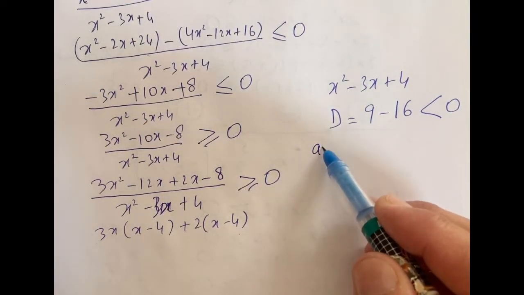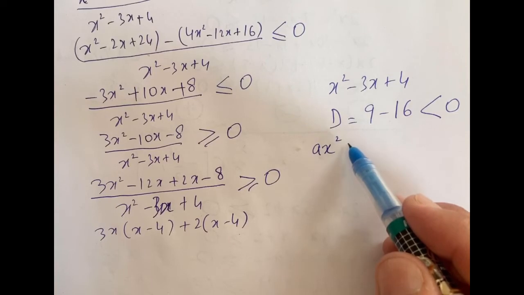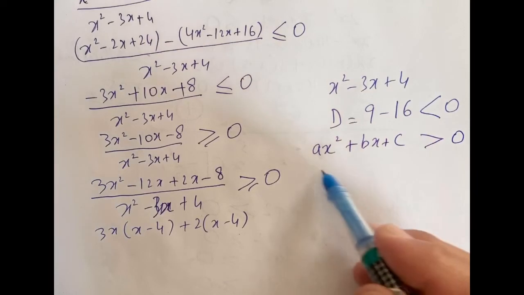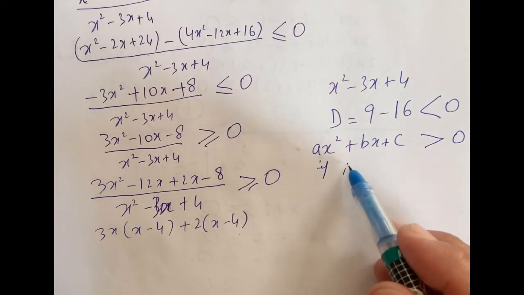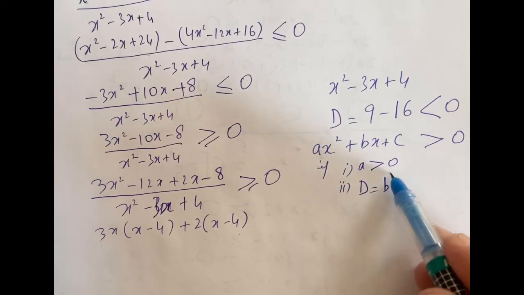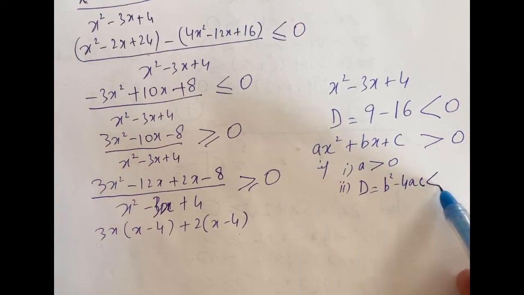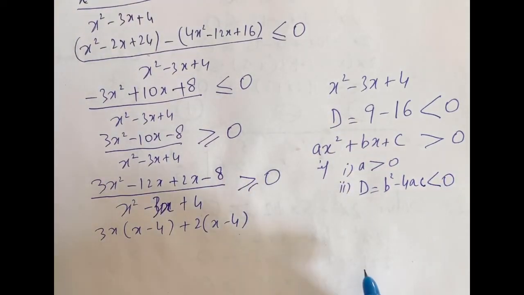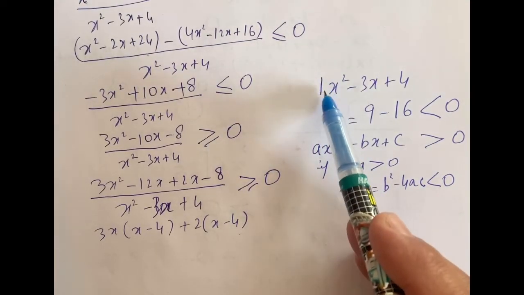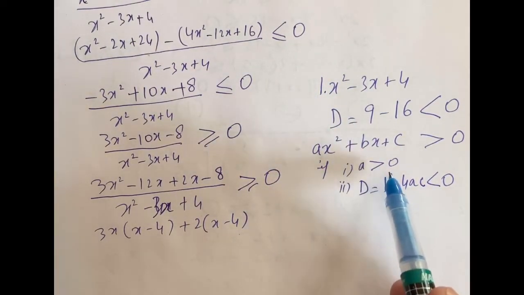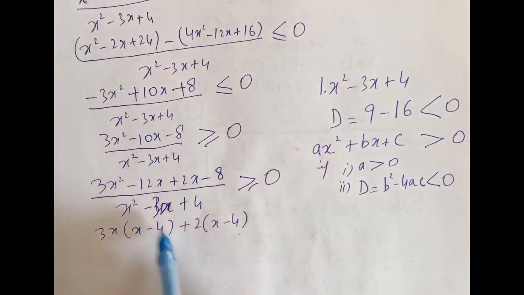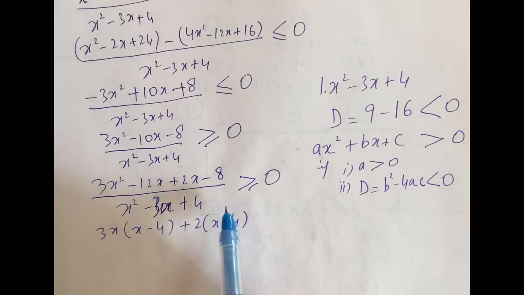So we know from knowledge of quadratic expressions ax square plus bx plus c, this is always positive if it satisfies two conditions. One, a is positive. Two, its discriminant b square minus 4ac, this is negative. So this expression x square minus 3x plus 4, a here is 1, coefficient of x square is 1, so a is positive, discriminant is negative, so therefore this expression is always positive. So this means denominator is always positive.